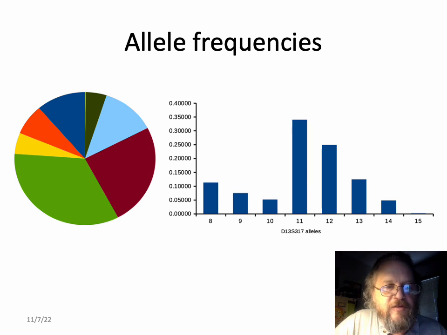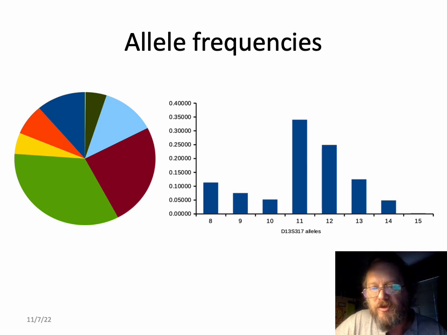Also, you see this tiny little sliver here? That's the one allele 15 that was in that sample of 302 individuals. And here it is right there in the bar. So bar charts are a better choice than pie charts when you're counting.